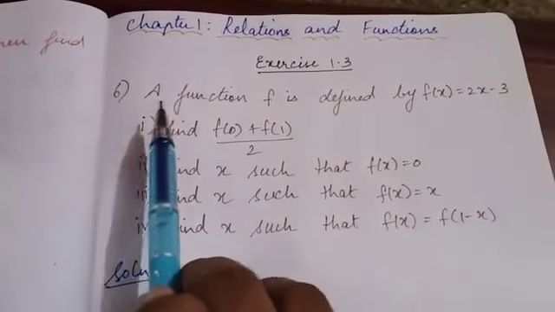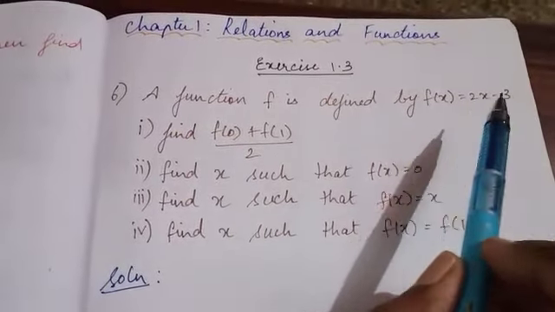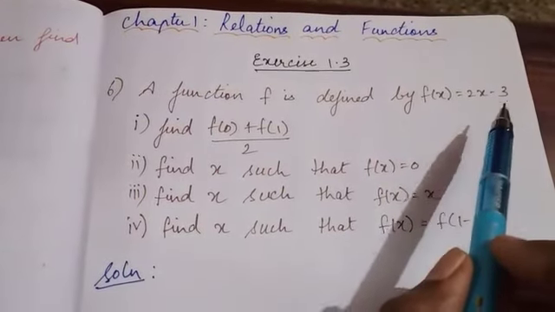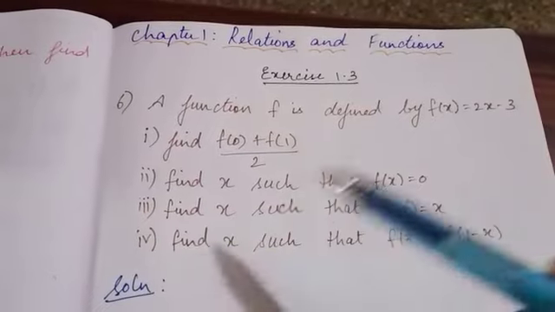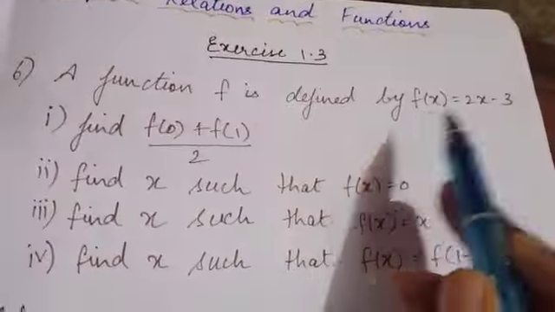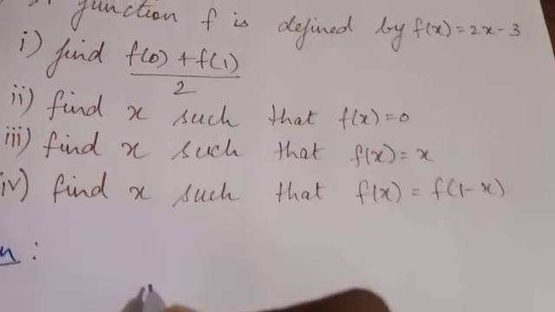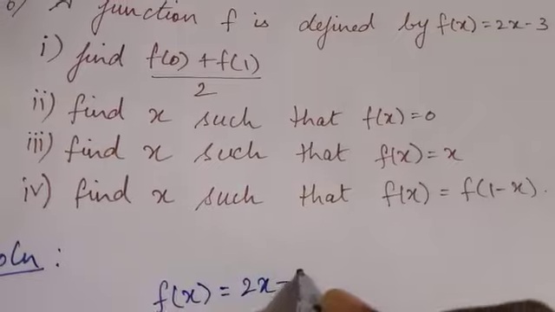Sixth question is, a function f is defined by f of x is equal to 2x minus 3. So here under this, we have 4 subdivisions to find. So first, what is the given equation? f of x is equal to 2x minus 3.